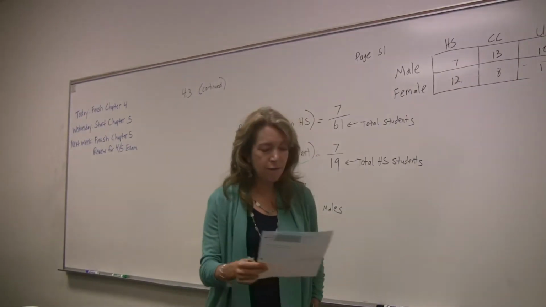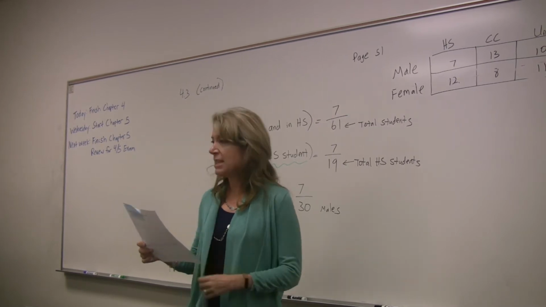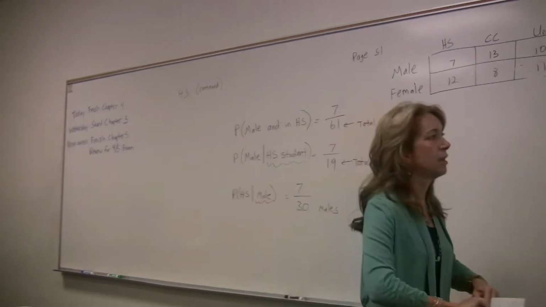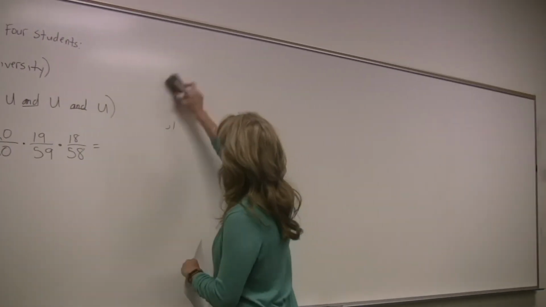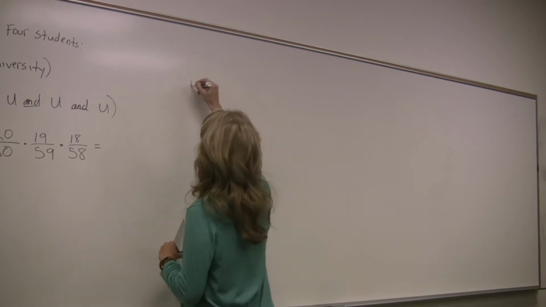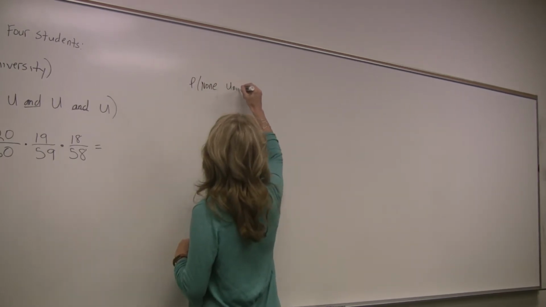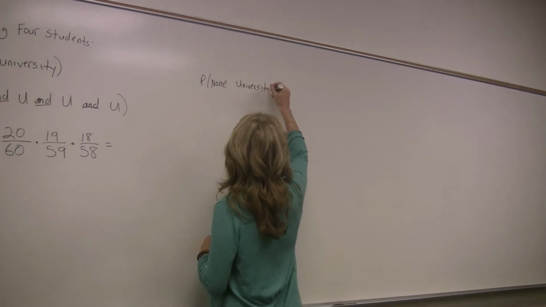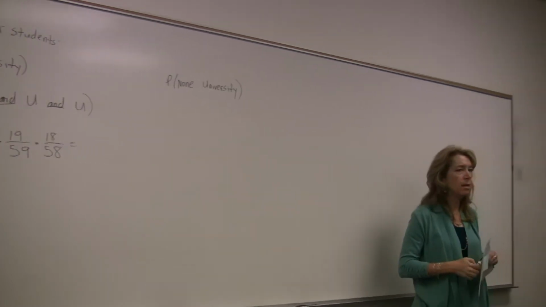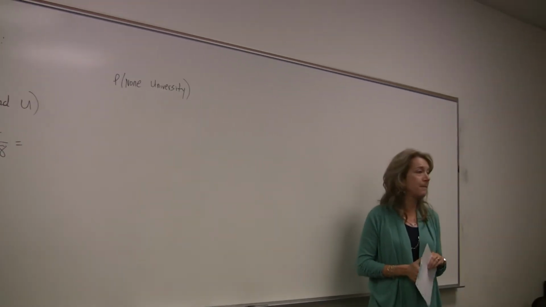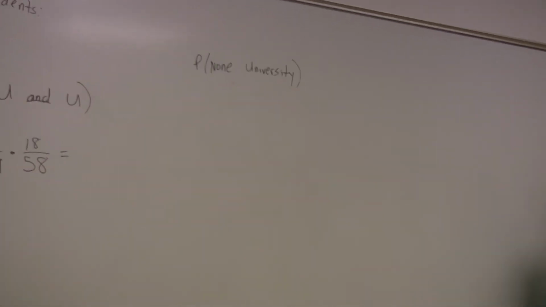Okay, that was all for university. So the next one is the probability that none are from the university. I'm going to erase this little part right here. Probability that none are from the university. Better be careful here. Describe to me these students one at a time. So would that be 40 over 61? That'd be the first one, yes.